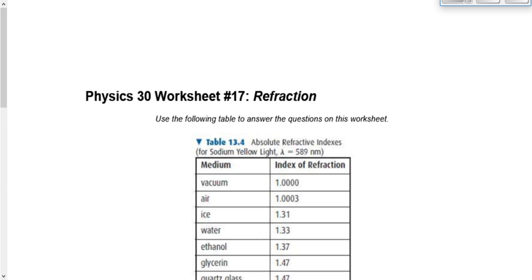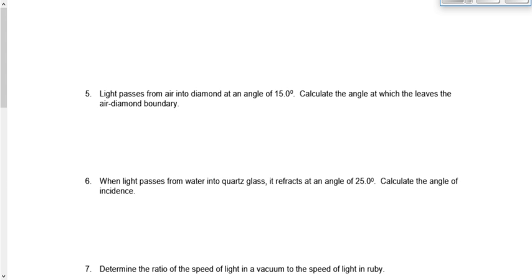look at what you have, and see which two parts of the equation seem to work the best. So look at 3 questions on worksheet number 17 that we had for homework, specifically questions 5, 7, and 8. All right, number 5 says, light passes from air into a diamond, so we're going from medium 1 to medium 2 at an angle of 15 degrees. What's the angle at which the light leaves the air diamond boundary?